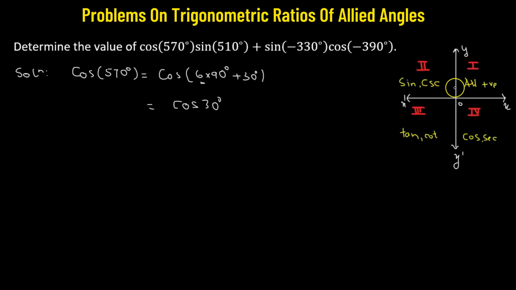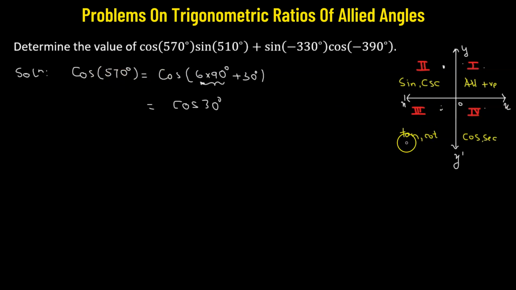Let's do that. We have a quadrant system divided into 4 quadrants. Here we have 6 times 90 degrees. So 6 times 90 degrees corresponds to the 6th quadrant, meaning we count 1, 2, 3, 4, 5, 6. So 6 quadrants is actually the 2nd quadrant. But we are also adding an angle of 30 degrees to it, which is going to take us to the 3rd quadrant. So 6 times 90 degrees plus 30, which is actually 570 degrees, is lying in the 3rd quadrant.